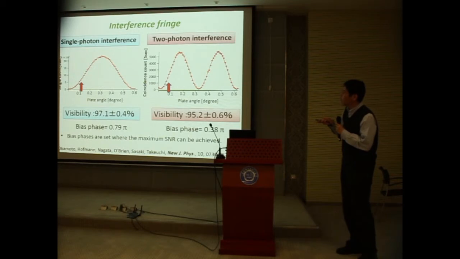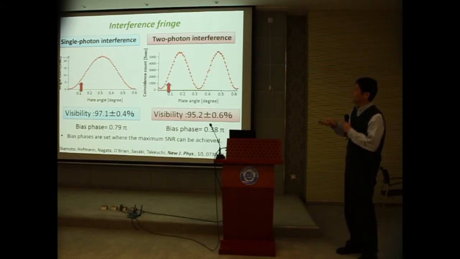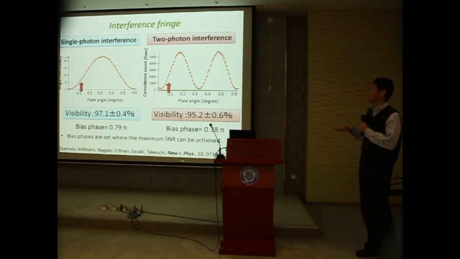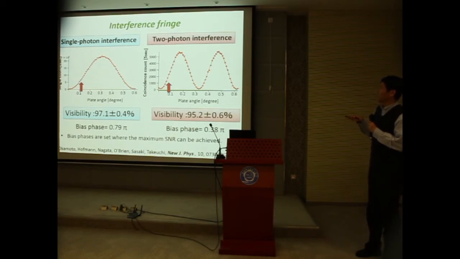And with these actual interference fringe data, we set our bias phase point to the optimal to gain the maximum sensitivity. The details of the theory is given in this New Journal of Physics paper in 2008. And we selected the optimal bias phase point for this single photon case and two-photon interference case.